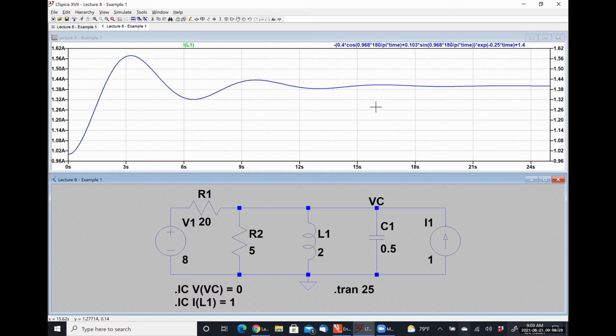I will say one mistake that I see students make: my derivative-based relationships, where I have dy by dt, do not include the capacitance or the inductance. But I know that the voltage across an inductor is L times the derivative of the current, or the current through a capacitor is C times the derivative of the voltage. If you don't remember to multiply by L and C as appropriate, then you're obviously not going to get the right answer.